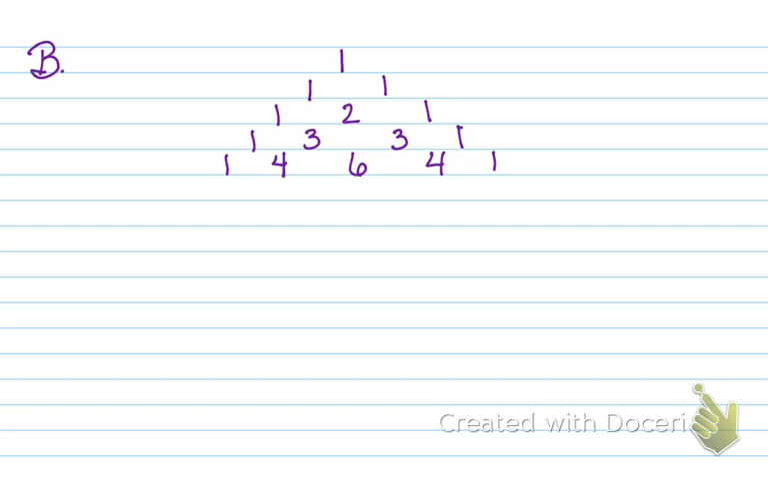So this is a pattern. It starts with 1 at the top. The next level is 1, 1, then 1, 2, 1, 1, 3, 3, 1, 1, 4, 6, 4, 1, and I want you to see if you can guess what the next two levels are. Pause the video, try it, and then we'll see if you're right, and we'll talk about what it is.